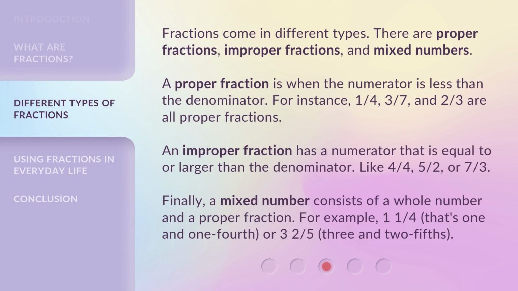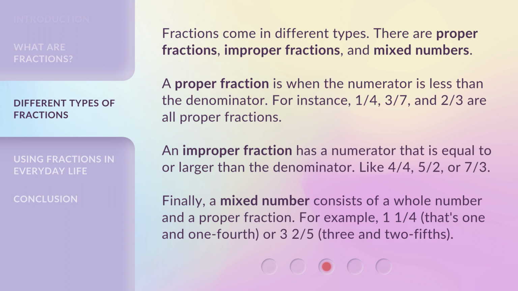Fractions come in different types. There are proper fractions, improper fractions, and mixed numbers. A proper fraction is when the numerator is less than the denominator. For instance, 1/4, 3/7, and 2/3 are all proper fractions.